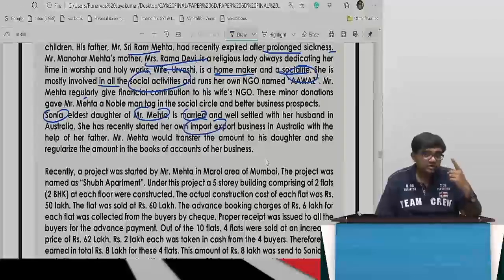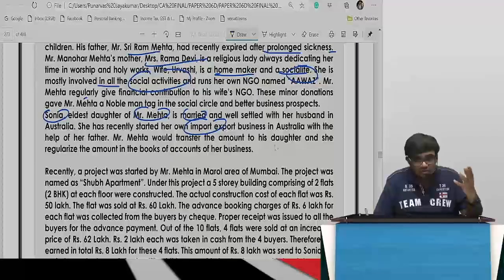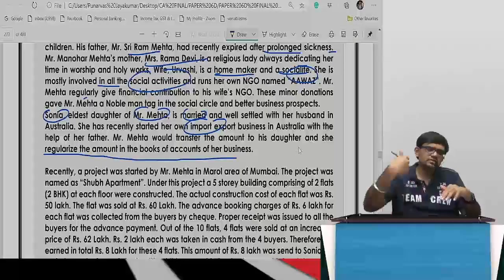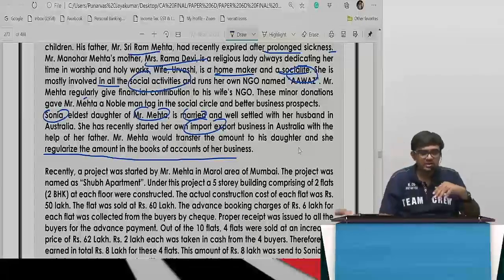That one export wala question was there. No, second question, that is this scene. Mr. Mehta would transfer an amount to his daughter and regularize the amount. Oh, already scam. Mr. Mehta would transfer some money either through the direct route or through the Hawala route and then regularize.